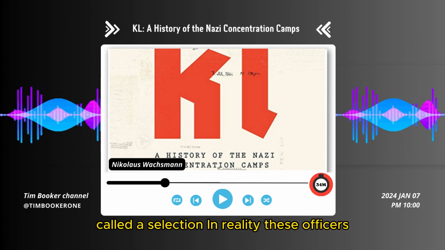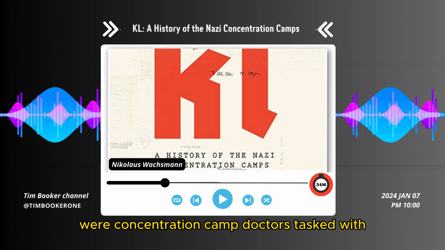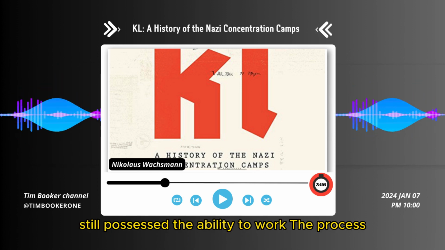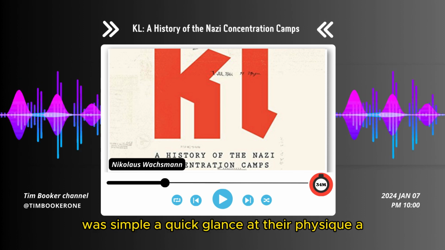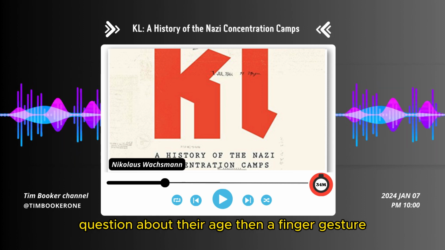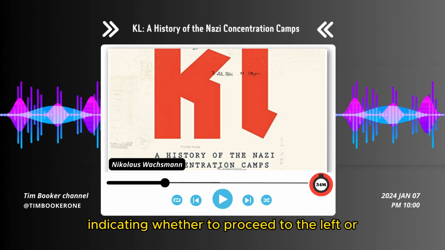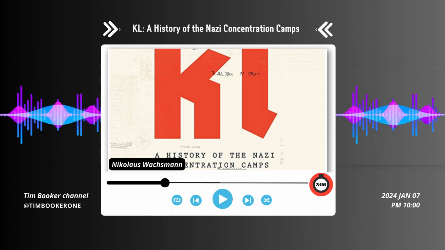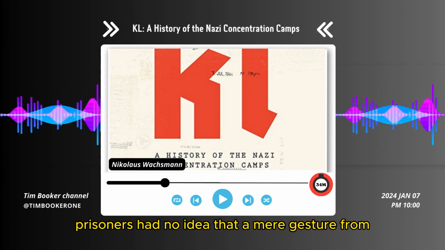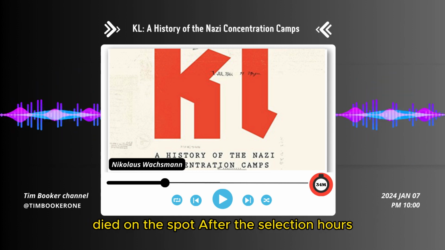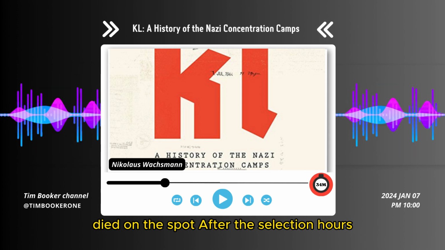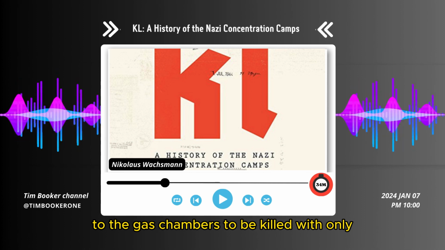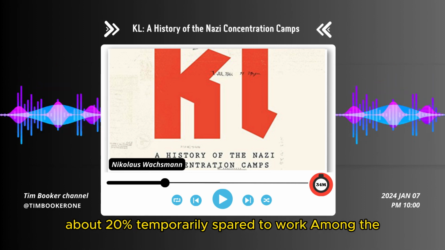In reality, these officers were concentration camp doctors, tasked with rapidly determining whether these prisoners still possessed the ability to work. The process was simple: a quick glance at their physique, a question about their age, then a finger gesture indicating whether to proceed to the left or right. According to author Wachsmann, the prisoners had no idea that a mere gesture from the doctors determined whether they lived or died on the spot. After the selection, hours later, the majority of the prisoners were sent to the gas chambers to be killed, with only about 20% temporarily spared to work.